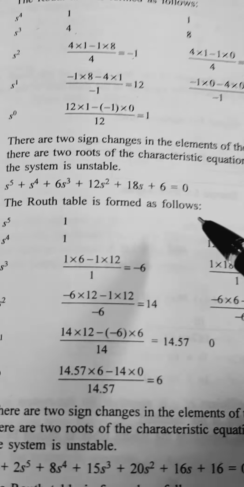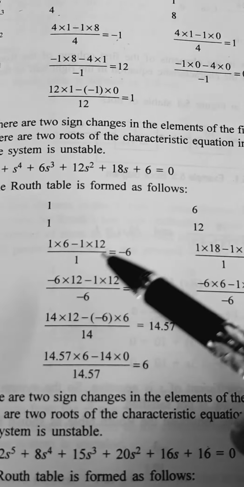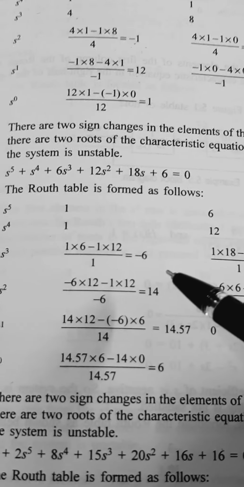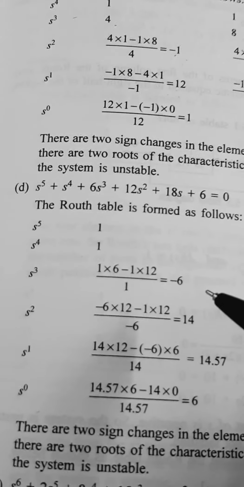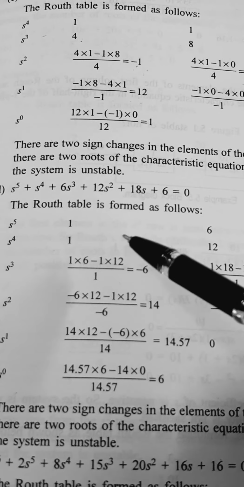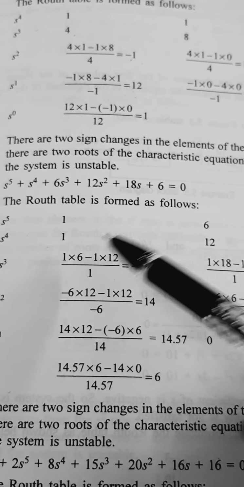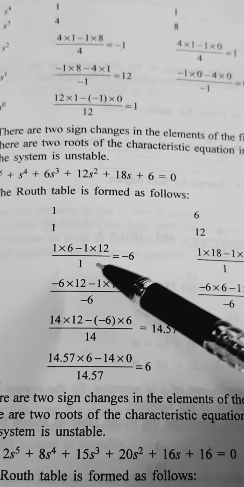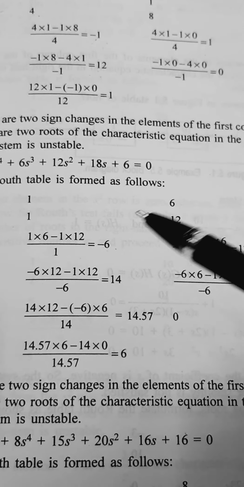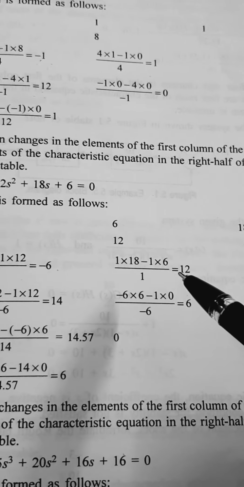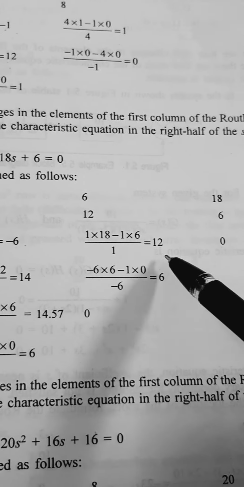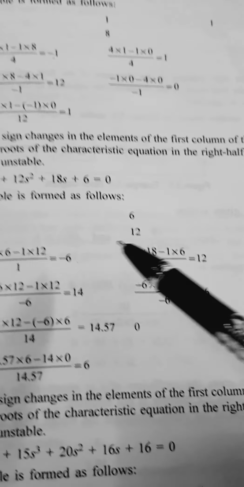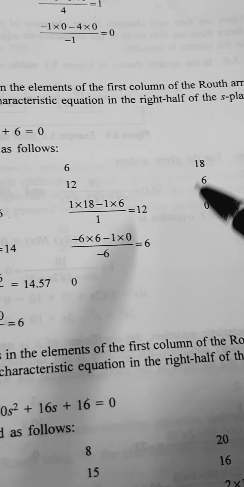Now you can calculate 1 into 6 minus 1 into 12 divided by 1, that is minus 6. That is the first element. Then 1 into 18 minus 1 into 6 divided by 1, you're getting 12. Next, it cannot go further, so it is 0. There you directly put 0, that is enough.